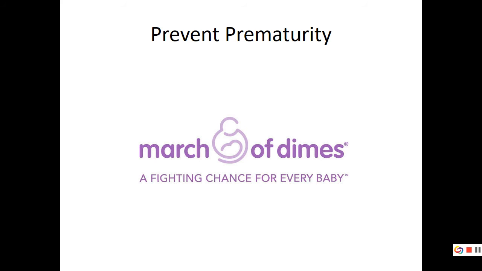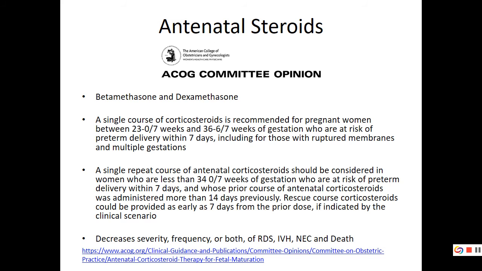So they spend millions and millions of dollars trying to prevent prematurity, and there have been some breakthroughs. If you have had a preterm birth now, you're often started on 17-OHP with your subsequent pregnancy to try to prevent a second preterm delivery. Antenatal steroids.